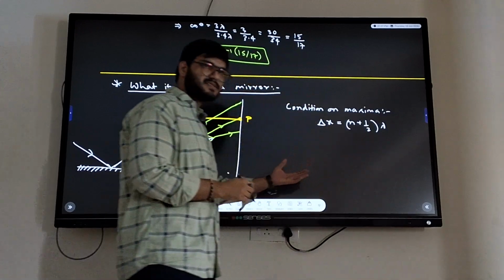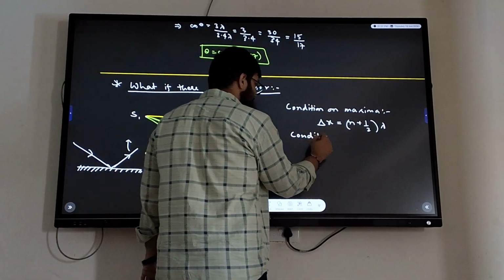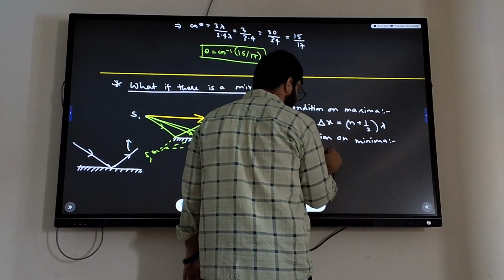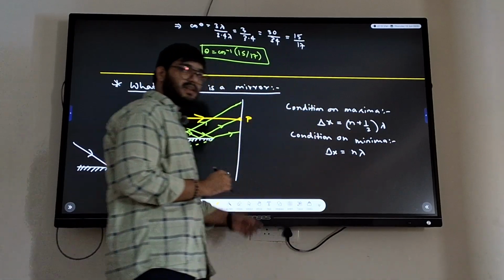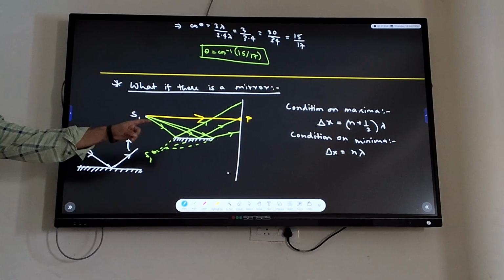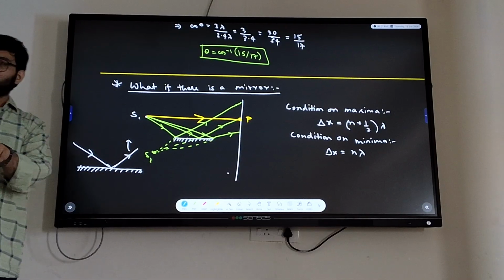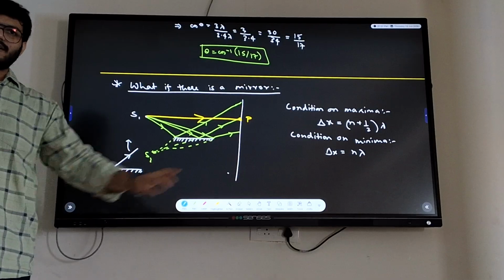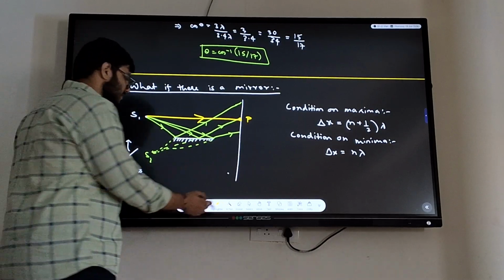You remember I have discussed these things earlier. And what about the condition on minima? That will be delta x equal to n lambda. Yes? And n goes from 0, 1, 2, 3 and so on. Haven't I told you these things, right? If there is a phase difference of pi radians already between two rays, then the conditions get interchanged. Yes or no? Good.